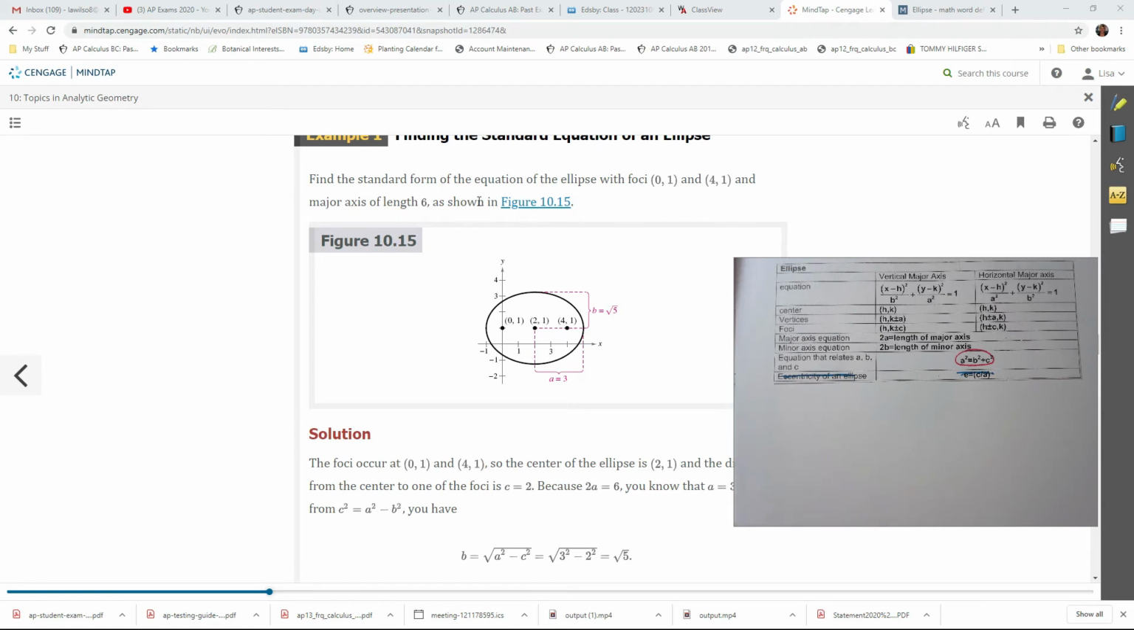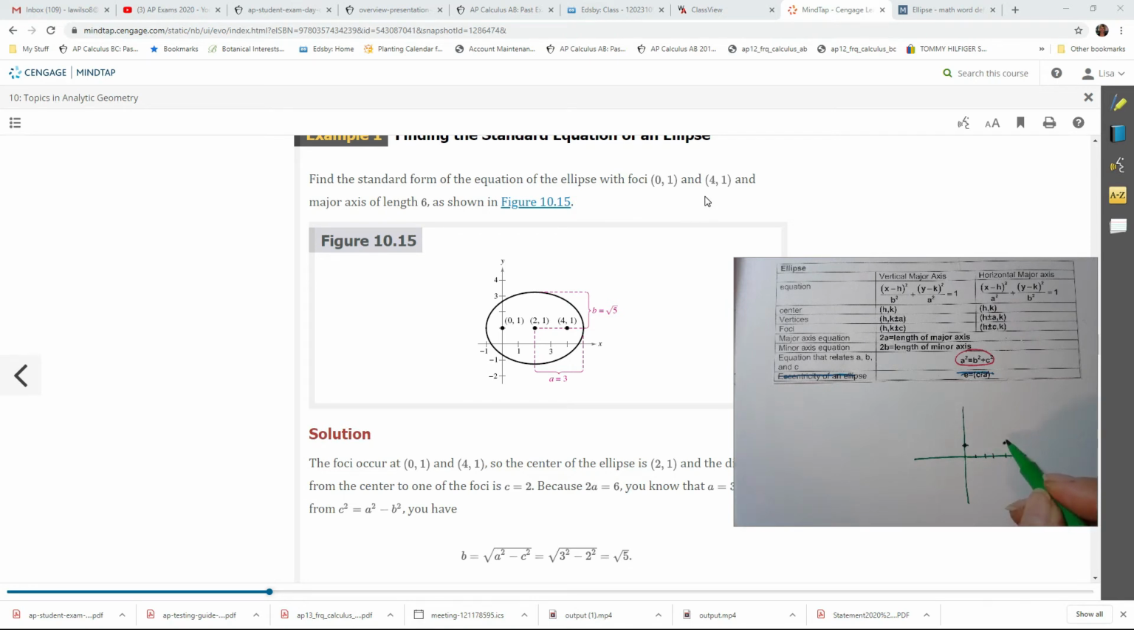It says find the standard equation of the ellipse with foci at (0, 1) and (4, 1), and a major axis of length 6, as shown in the figure. So they're giving you the figure. Again, how I would think about it is like this. First, I would plot my foci. At the point (0, 1), I have a focus, and at the point (4, 1), I have another focus.